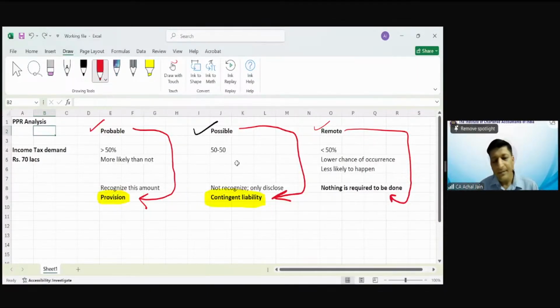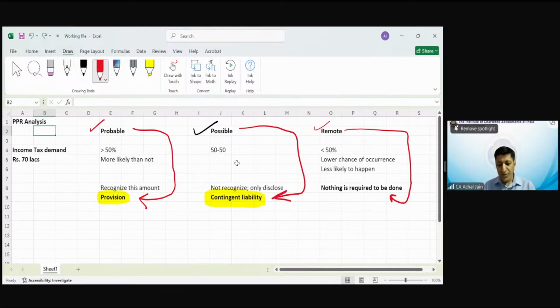Sir, in case management decided to consider an income tax demand as a remote one, but it happened that in the near future the income tax demand became a tax liability. In that case, how will management proceed further?